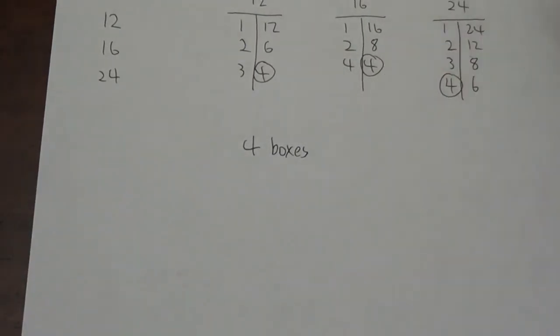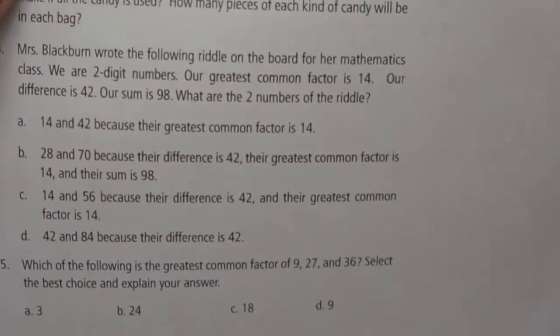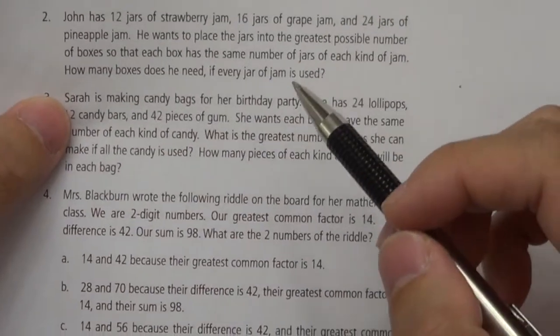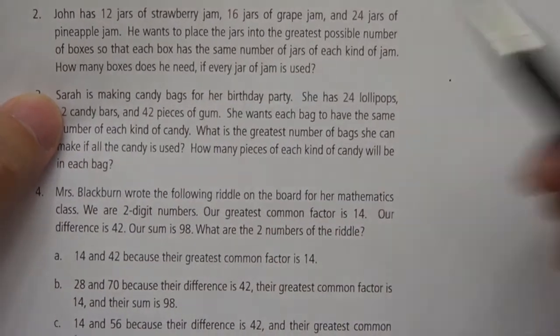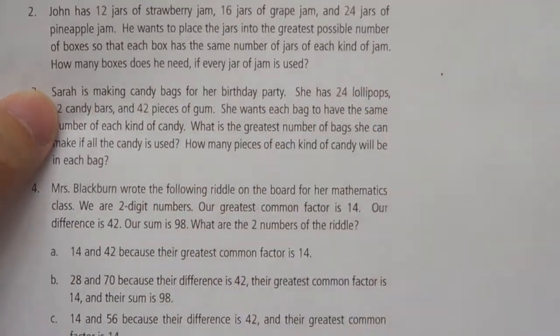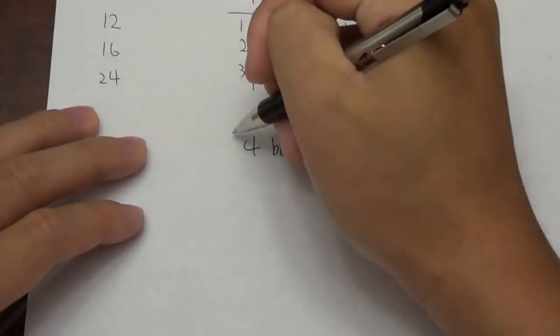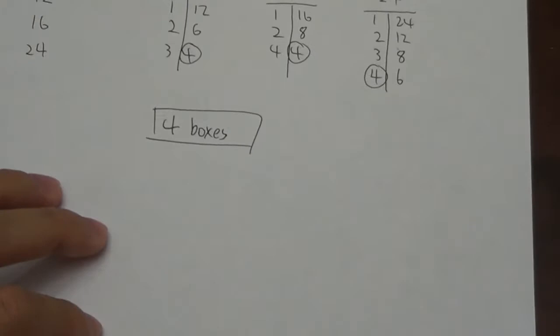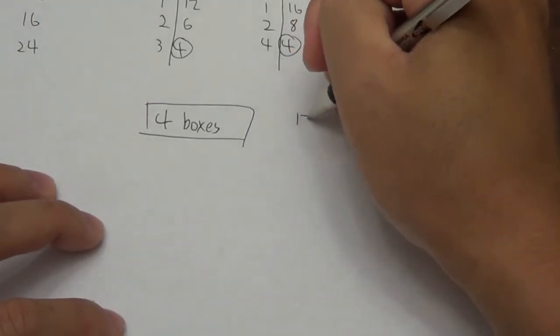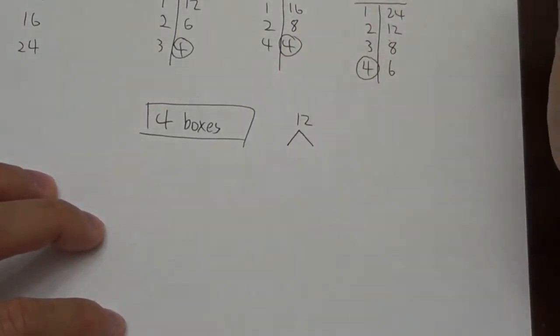Okay, now that's only one part of the question. The second part, it will also want us to find out, actually it doesn't, it just wants to find out how many boxes he needs. All right, so 4 boxes, that's our answer. And if you want, I'll do the factor tree method.